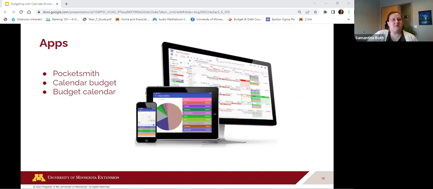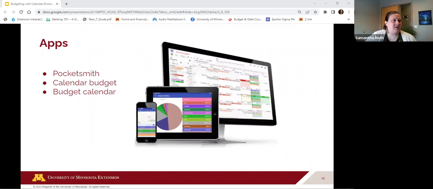And so the 3 apps that I have found that have pretty good ratings were Pocketsmith, Calendar Budget, and Budget Calendar. Next week is all about apps, so we will talk a little bit more about these in depth. But those are just a few examples. I won't say you should always use Pocketsmith, because what I like is not the same as what Sharon likes or what the next person will like. So it's important to think about and try out what works for you. But like I said, next week we'll talk more about apps and give some pros and cons and go from there. So that is about using the calendar system.